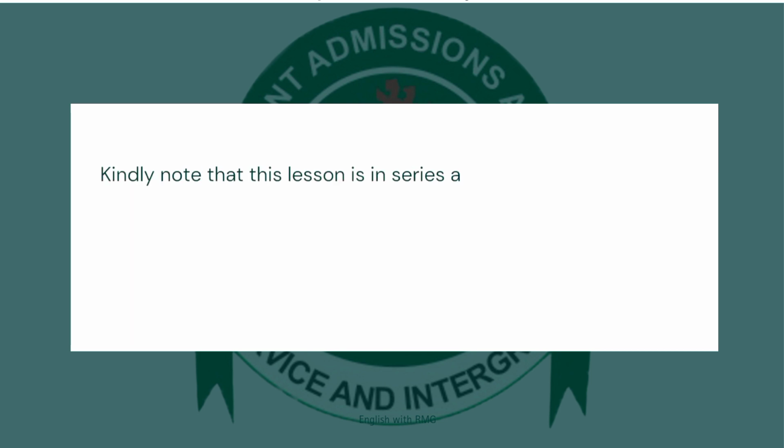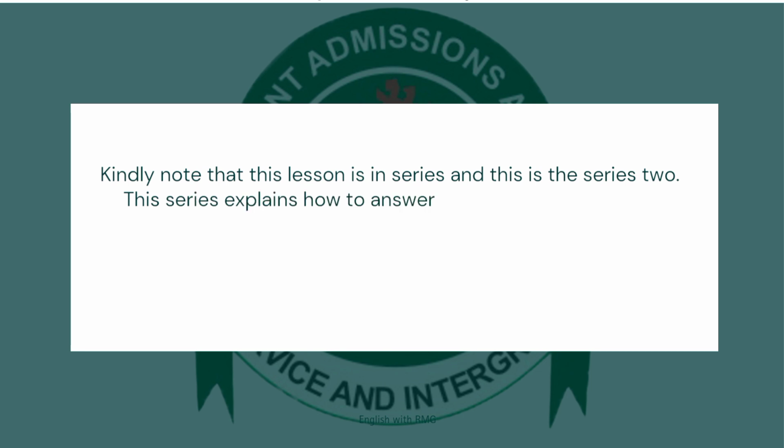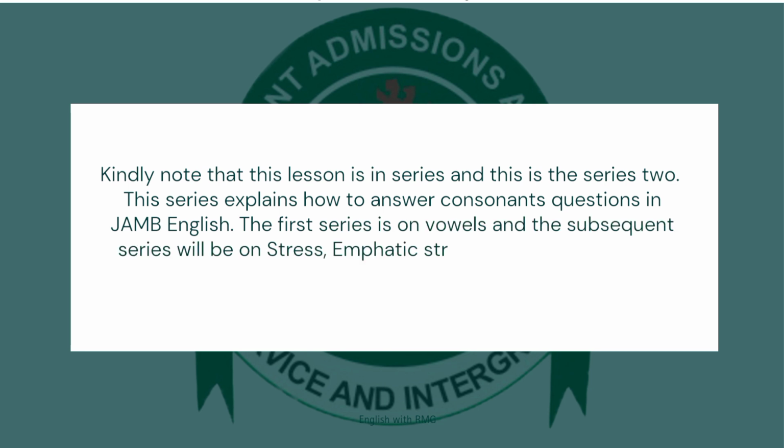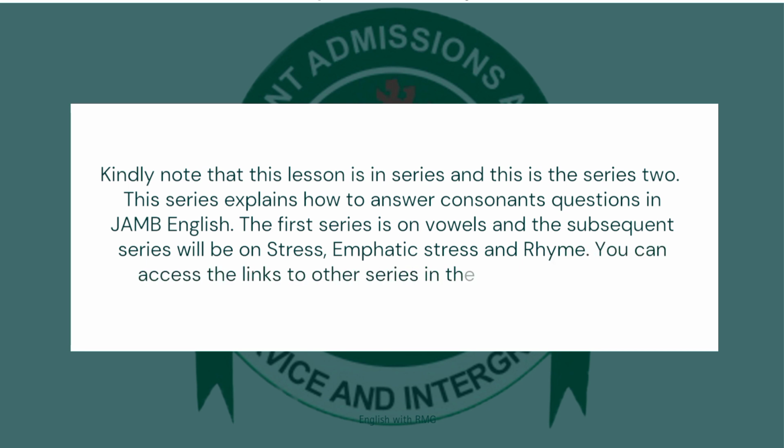Kindly note that this lesson is in series, and this is series 2. This series explains how to answer consonant questions in JAMB English. The first series is on vowels, and the subsequent series will be on stress, emphatic stress, and rhyme. You can access the links to other series in the description below.